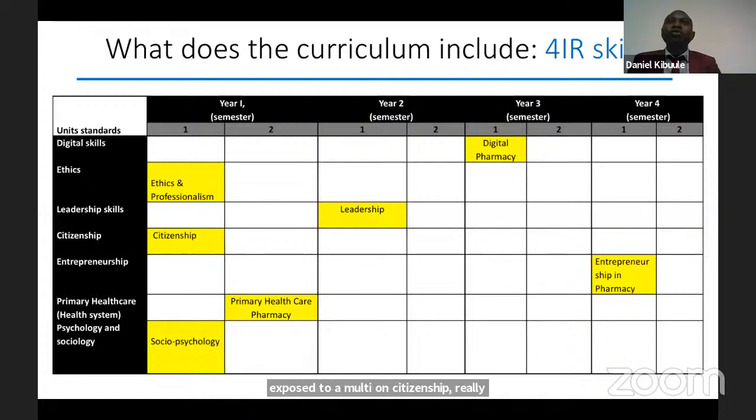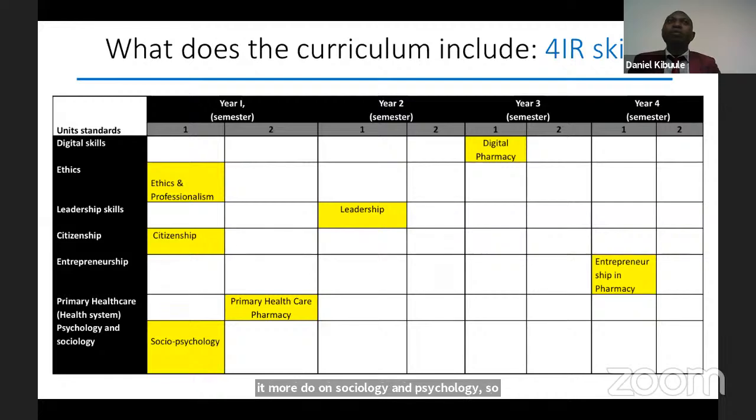Really, this is meant to have graduates who appreciate their role as citizens of Namibia, or indeed many other countries where we get our students from. But largely also an appreciation that they are global citizens who can move from one setting to the other and be able to practice. Then what we didn't have in the past is a module on sociology and psychology.